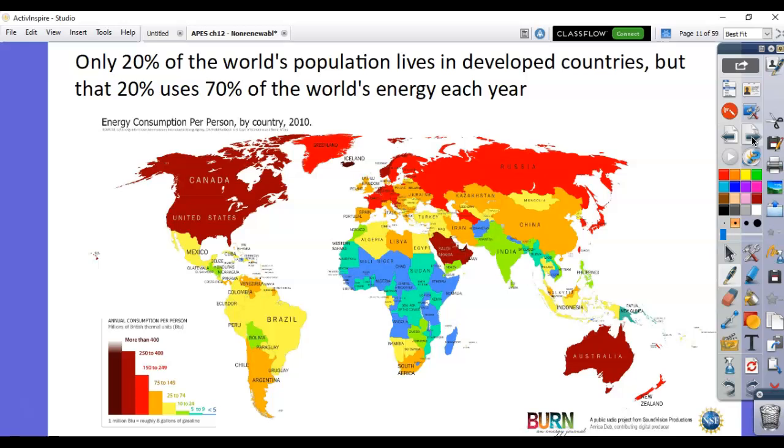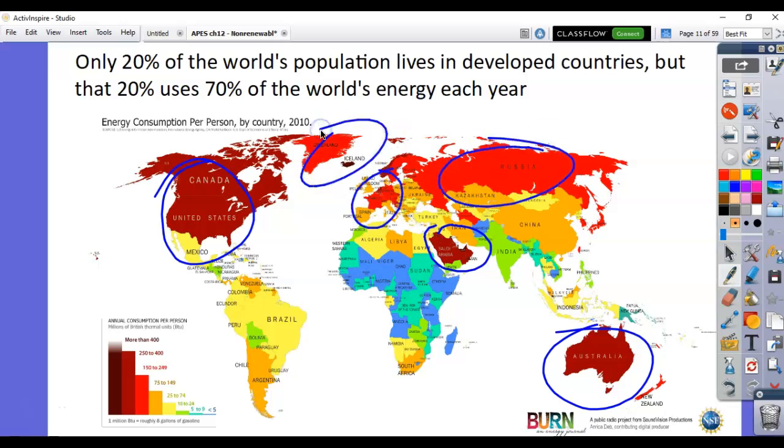And you can see energy consumption by person. The darker colors represent higher energy consumption. So Canada and US, Australia, Saudi Arabia, and that's because Saudi Arabia has a ton of oil over there. And then parts of Europe, Russia, Greenland.